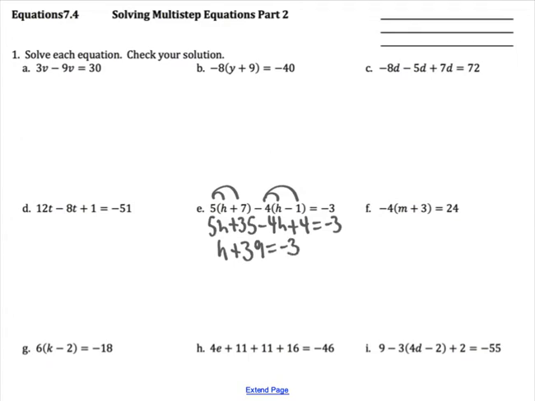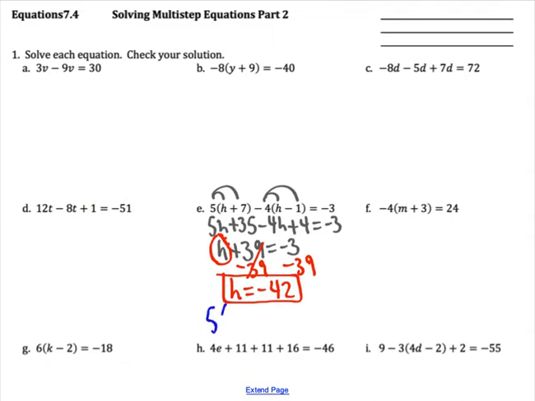Oh, that's simplified down nicely. Next, we need to isolate the variable term, which is h. h plus 39, we need a negative 39 to take care of the plus 39. This will give us h by itself, and that equals negative 3 minus 39 is negative 42. h equals negative 42. It's actually already by itself. We don't have to do any division. Then we are going to check our solution.